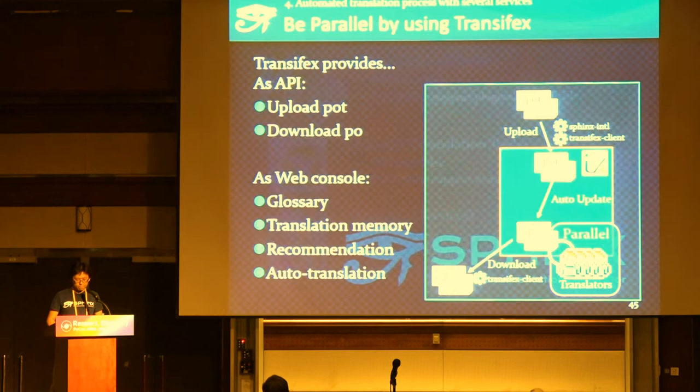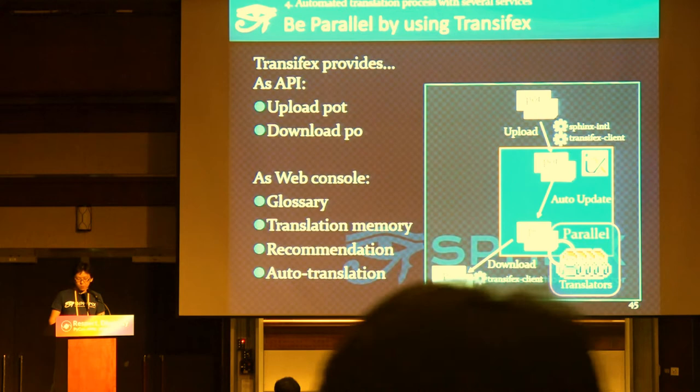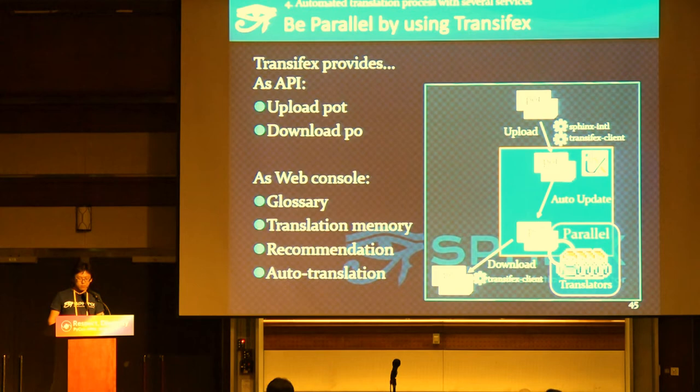Transifex provides the following functions: upload POT files and download PO files by API, a glossary feature, translation memory, recommending translations, and automatic machine translation by using the Google or Microsoft Bing API. Because you can do translation on the web screen, you can translate with other translators in parallel.